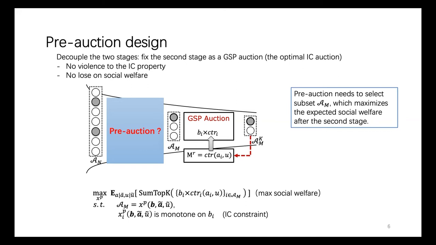To formalize, during the pre-auction stage, there are n random variables of B times refined CTR. Our task is to select a subset of M random variables to maximize the sum of the top K of the selected M random variables. Also, we need to consider the IC constraint that the allocation in the pre-auction stage should also be monotone according to bid.